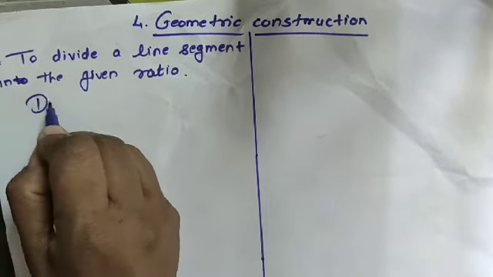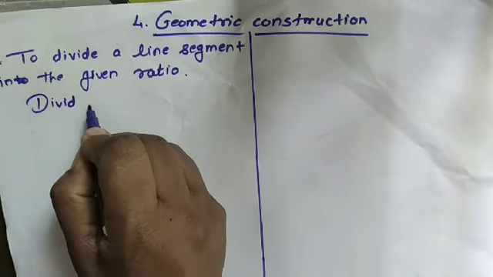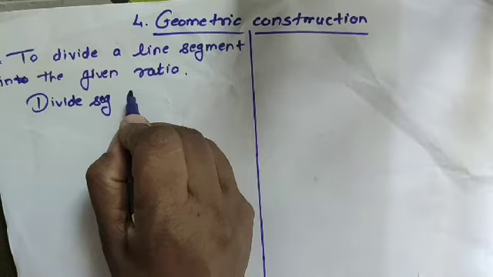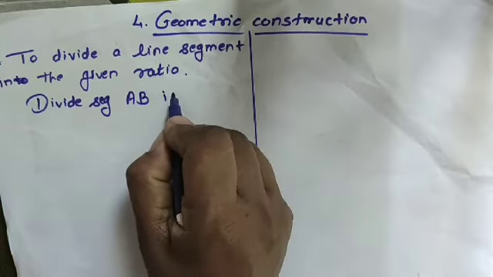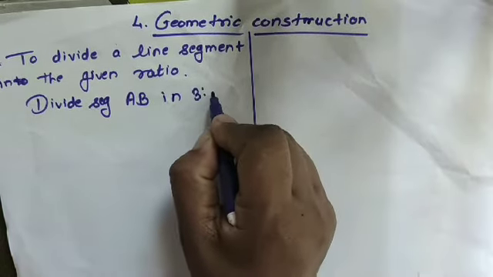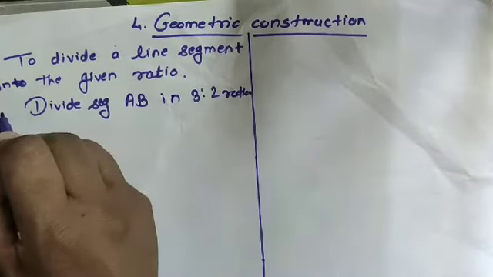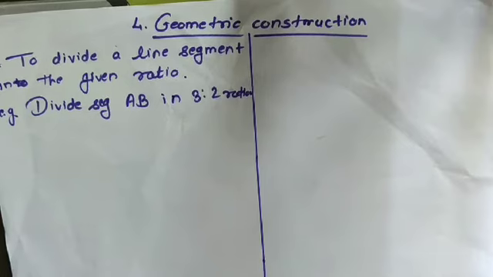Here I will write: divide seg AB in 3:2 ratio. So this is the question. This is the question, divide seg AB in 3:2 ratio.